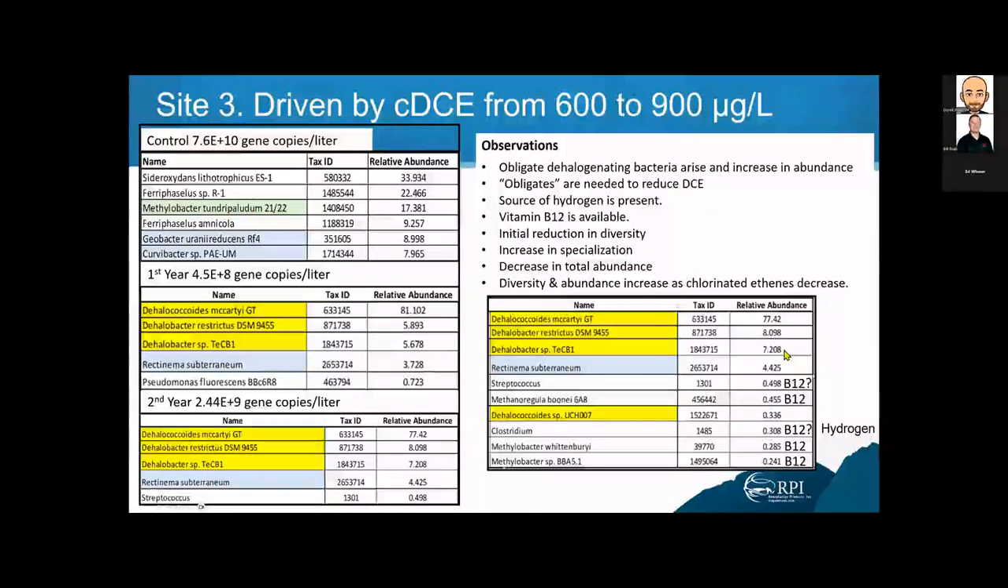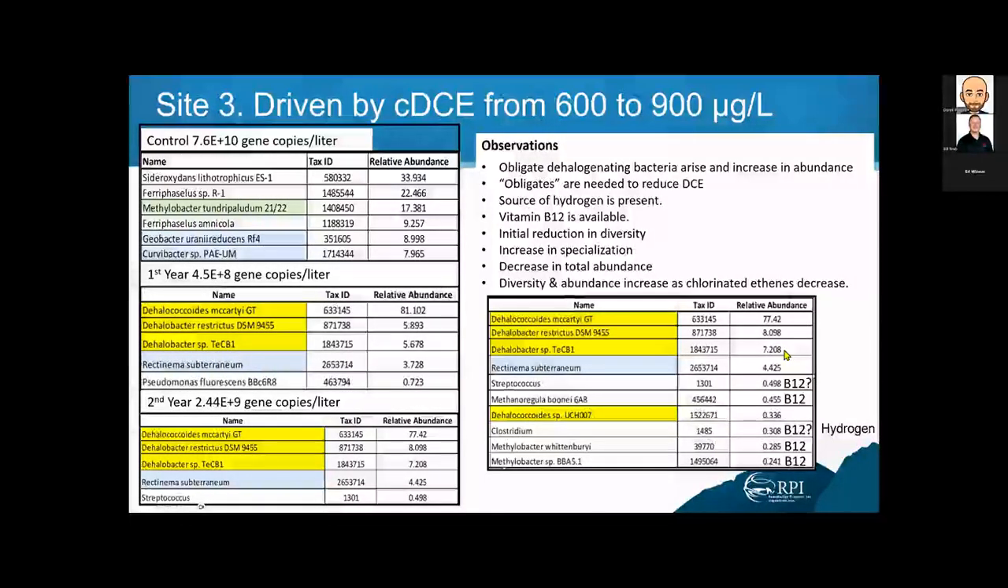That obligate dehalogenating bacteria have arisen and increase in abundance. The obligates are needed to reduce DCE because we're on that other side, right? The source of hydrogen is present. Vitamin B12 is present. There's an initial reduction in diversity. You see that sometimes, usually with some specialization like dehalogenation, right? And then there's an increase in total abundance over time. We're not seeing that yet.